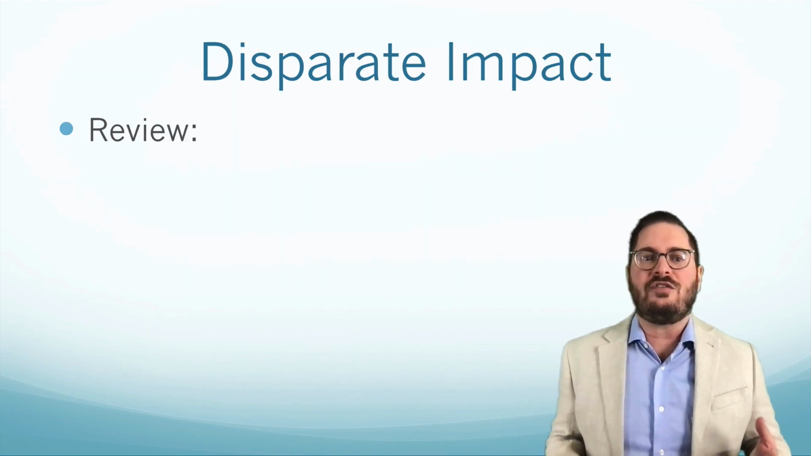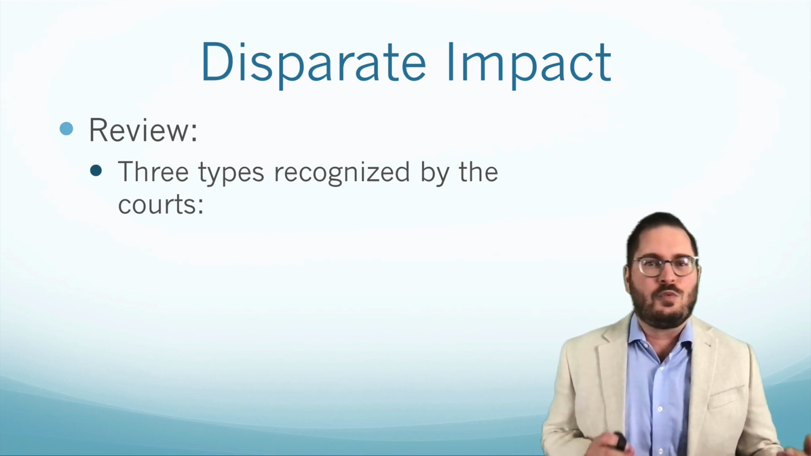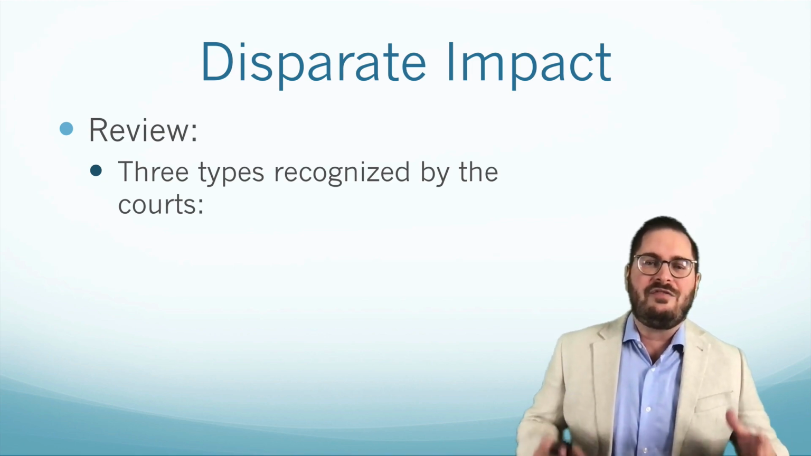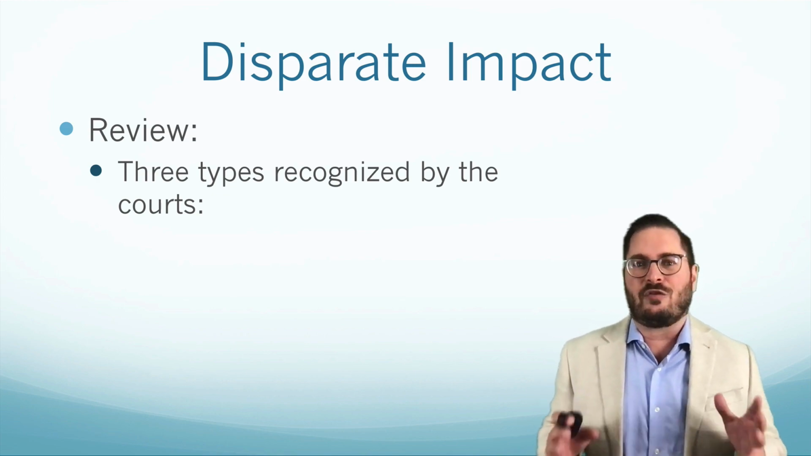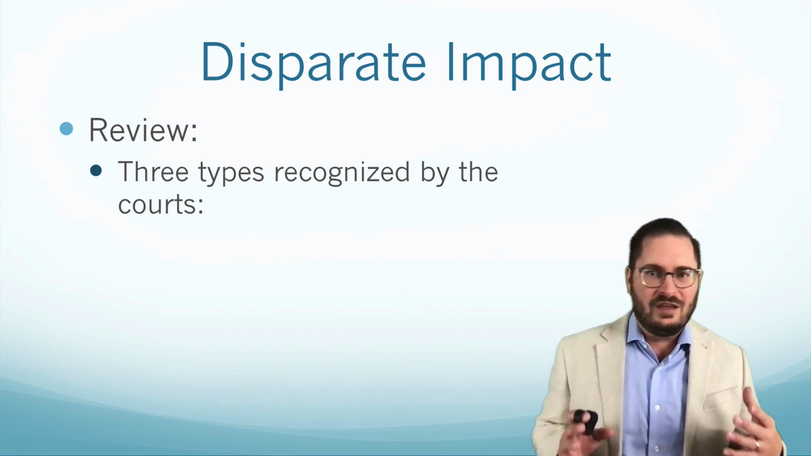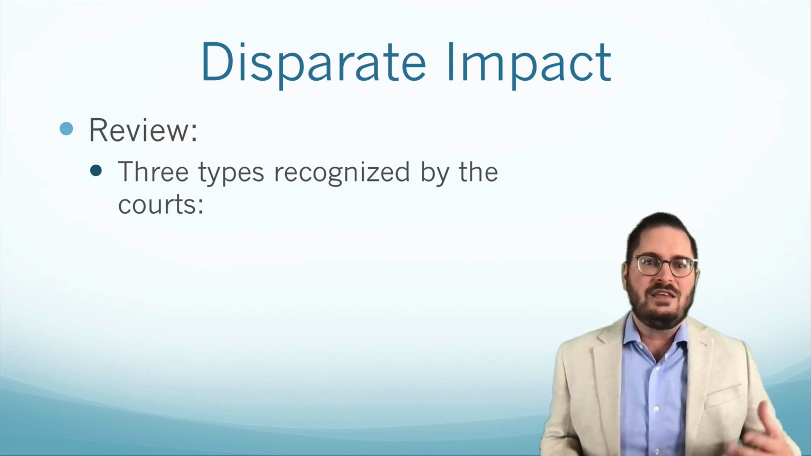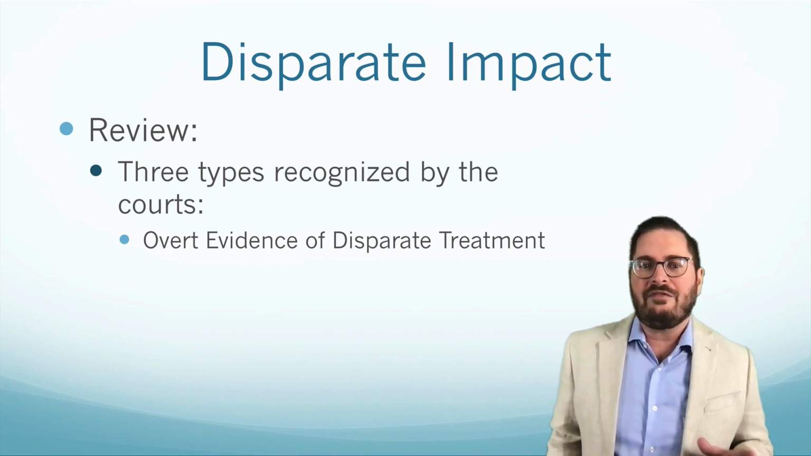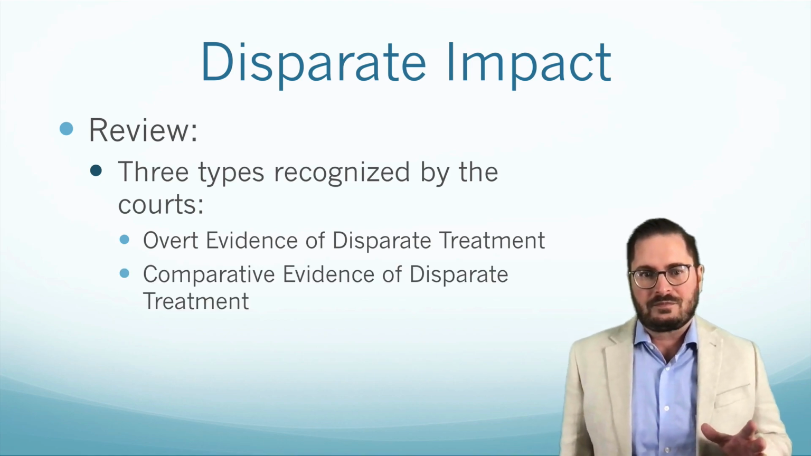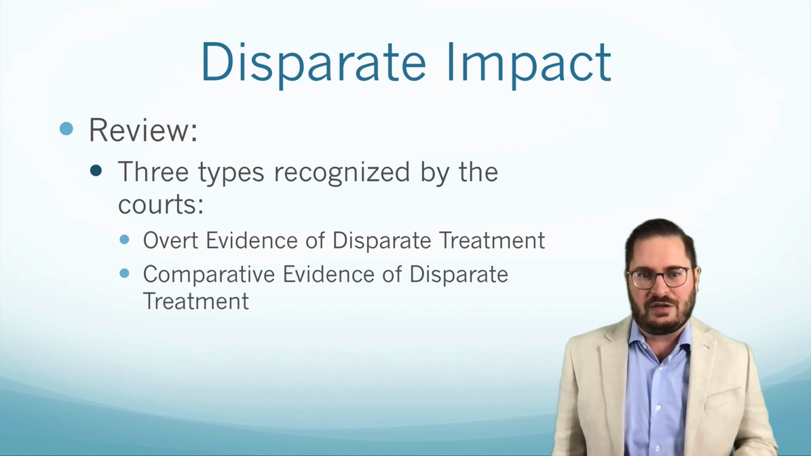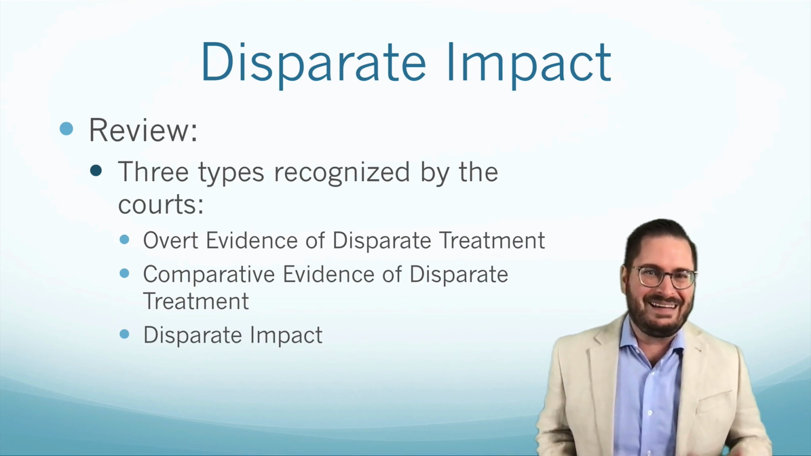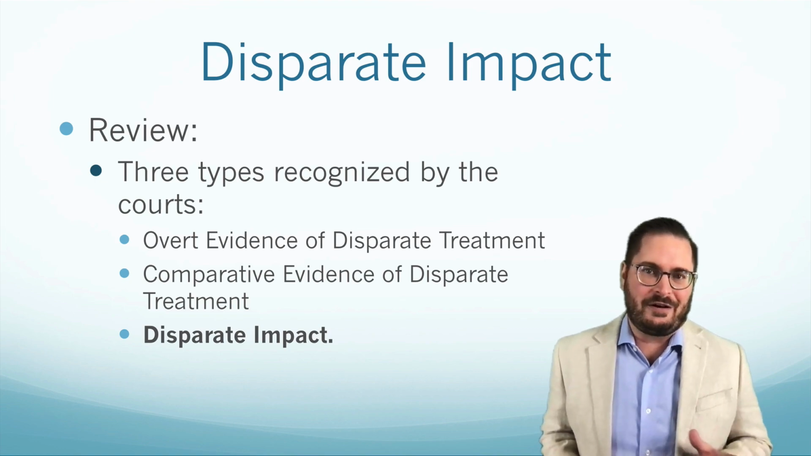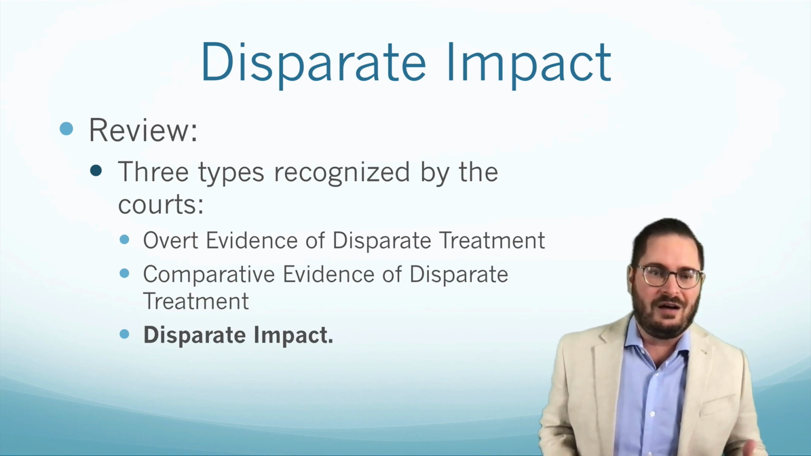So let's first go to the Fair Lending Exam Procedures, because what they talk about there is the three types of fair lending violations that are recognized by the court. Three types of discrimination. These three types of discrimination include overt evidence of disparate treatment, comparative evidence of disparate treatment, and disparate impact. Now, this question really relates to disparate impact. So that's what we're going to unfold here.